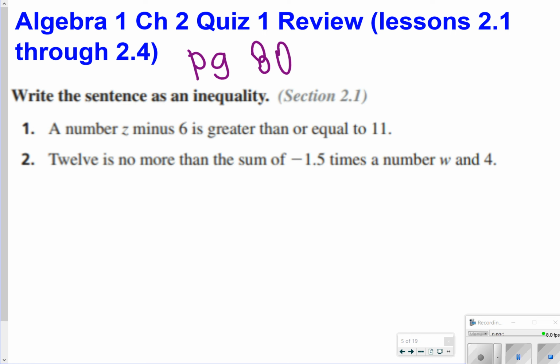So number 1 and 2, you're set just to write the sentence as an inequality. I'm going to scoot these down here so I have some more room. Number 1 says z minus 6 is greater than or equal to 11. Okay, so that's how number 1 should be written.